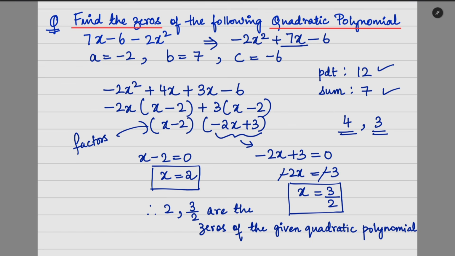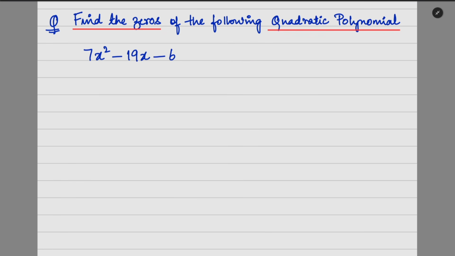Let's do one more question. Okay, so this is another question. The very first thing is, read the question. Find the zeros of the following quadratic polynomial. So you have to find the zero. So the method is factorization using middle term splitting. See, it is x square, x, and you don't have to rearrange. It's in the correct form.